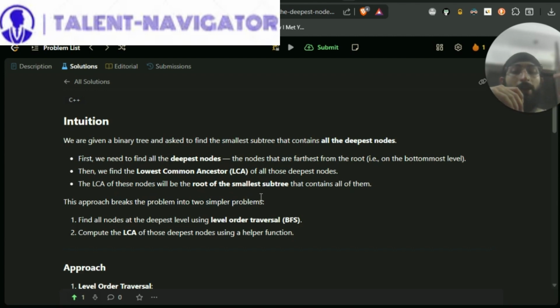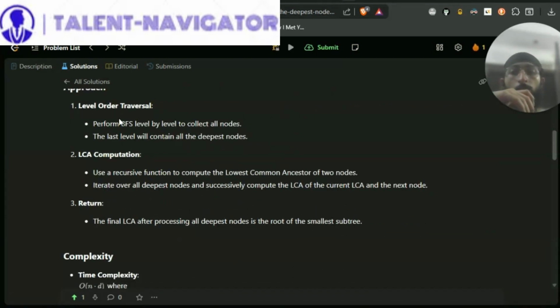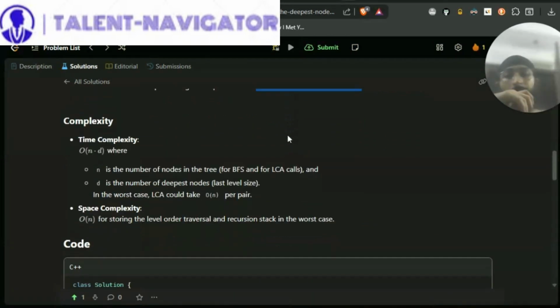The first one is to find all nodes at the deepest level using level order traversal, which is breadth first search, BFS. And secondly, we have to use LCA, computing the LCA of those deepest nodes using a helper function. So the approach is level order traversal: perform BFS level by level to collect all nodes, and the last level will contain all deepest nodes. Then use a recursive function to compute the LCA of two nodes. Iterate over all the deepest nodes, and successively compute the LCA of the current LCA and the next node. Then return the final LCA after processing all deepest nodes. That would be the root of the smallest subtree.